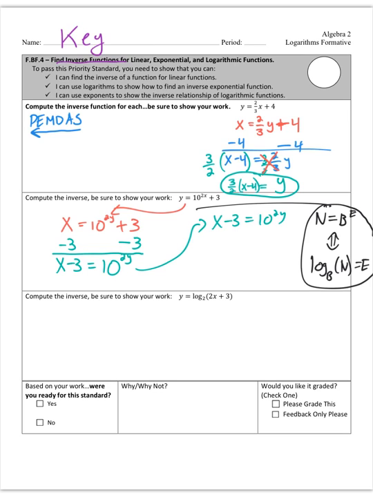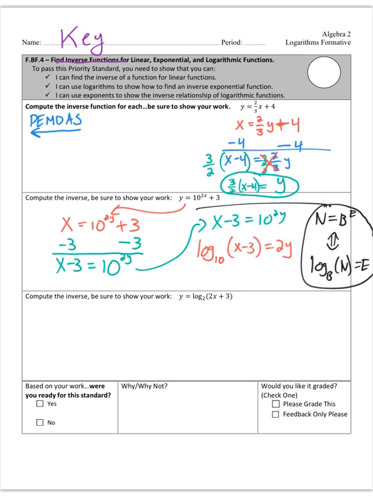Because I've got my base, I've got my exponent, and I've got my number. So all I'm going to do is rewrite it using this idea. Log base b, where the base b is 10 because it's 10 to the power of 2y, of the number, in this case x minus 3, and the exponent is 2y.